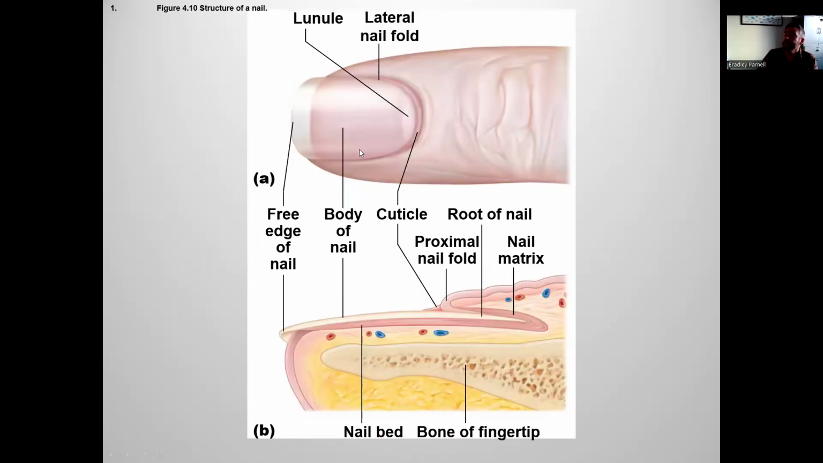If I take a look at our diagram, again, this whole part is the nail body. The root is back here under the skin fold. This little skin fold is the cuticle, and then the lunula you can see is that half moon shaped area.